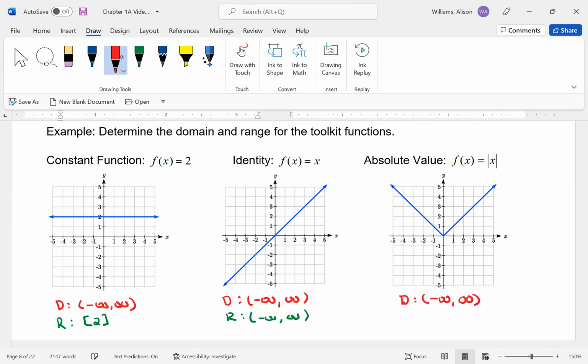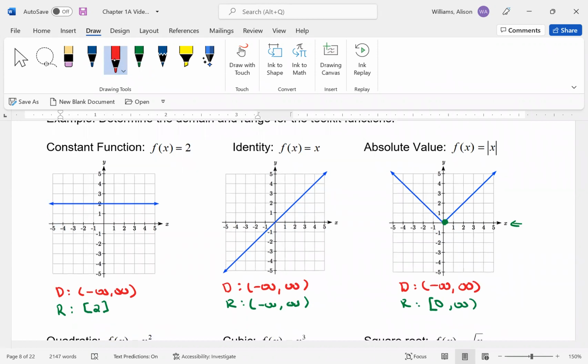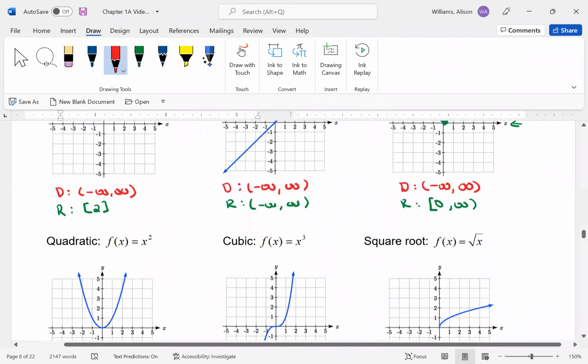Not very many restrictions. The range, however, does go up forever, but it does have a low point. The low point is right there, right at 0. So the range is going to go from 0, and it's closed because it's on the graph, to infinity. Notice we always use parentheses with infinity, because infinity is not a number, so we always use parentheses.